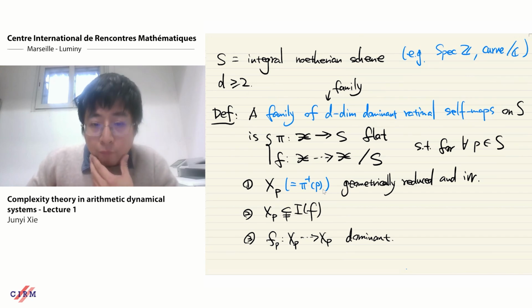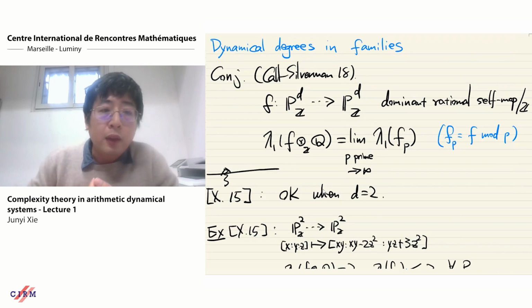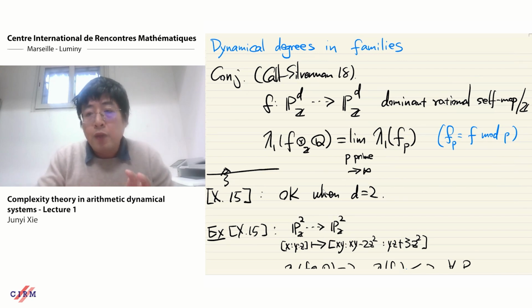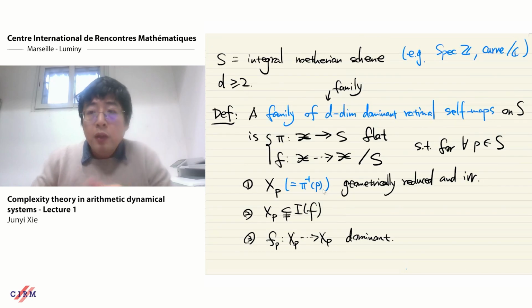Okay, and so if you want to study this conjecture, here it is a conjecture defined over Z, but you can think of it as a family of dynamical systems defined over Spec Z. So here we want to give the definition of a family of dynamical systems on any integral Noetherian scheme. So here we just ask S to be an integral Noetherian scheme. I think some interesting examples are the case S is Spec Z, or you can think it's a curve over C.